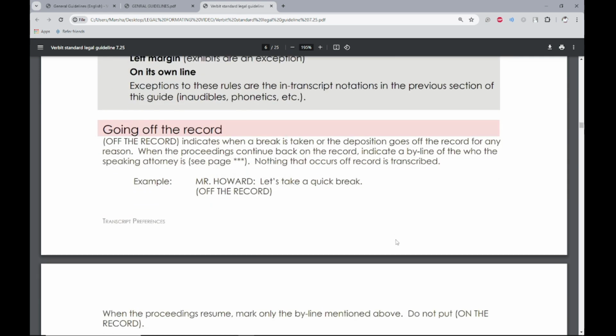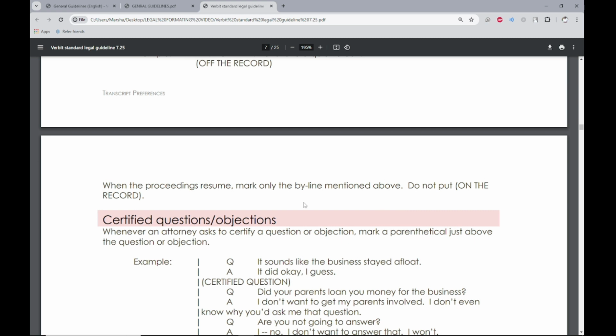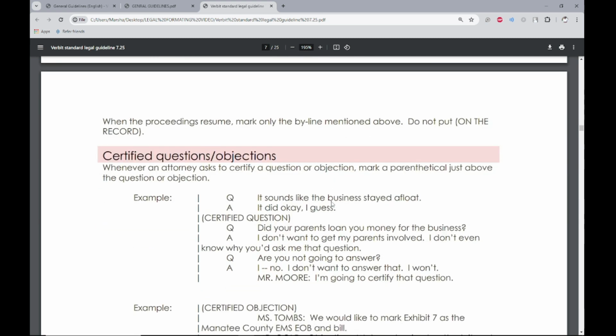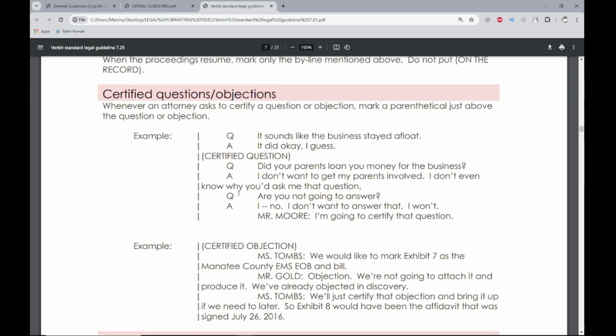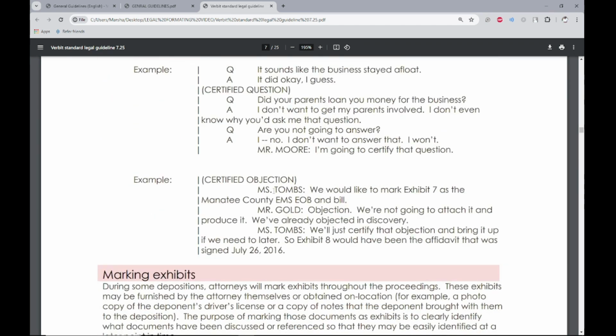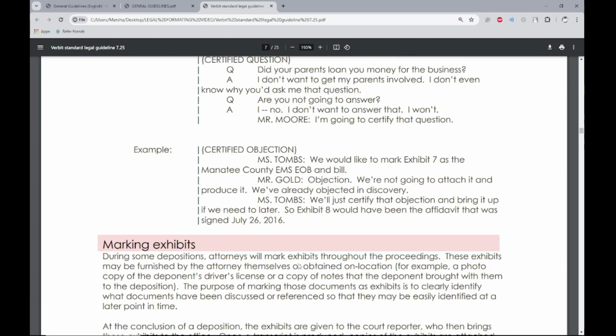Okay, we've talked about the off the record, so I'm not going to repeat that again. For the unsatisfied questions or objections, most of these you are not going to have in most transcripts, but it's a good idea to know that.